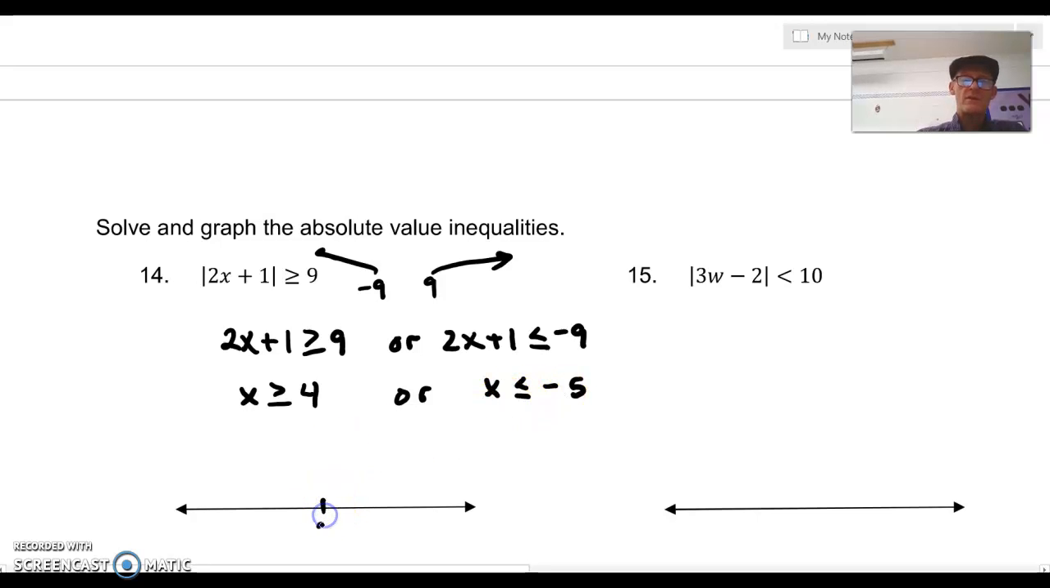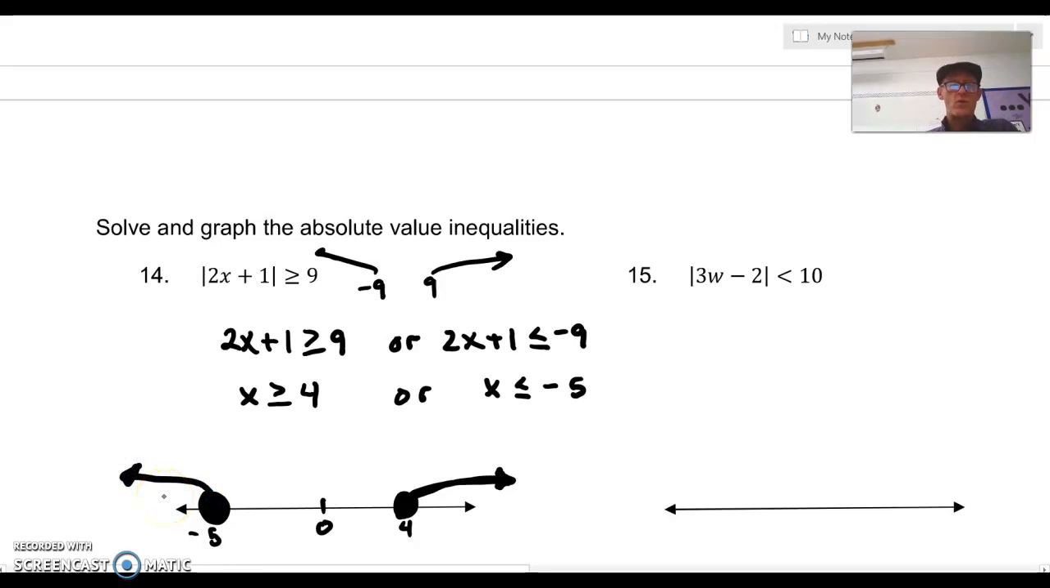So we graph it. Here's 0, and here's 4, and here's negative 5. x greater than or equal to 4, that's this number here. All right? Less than or equal to negative 5. It's all of these numbers that are greater than or equal to 4, or less than or equal to negative 5.